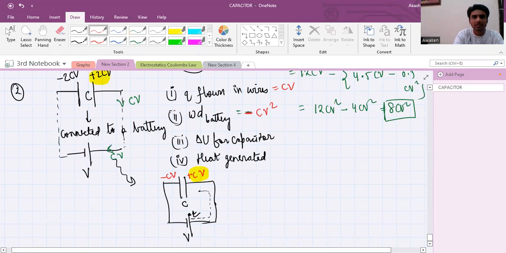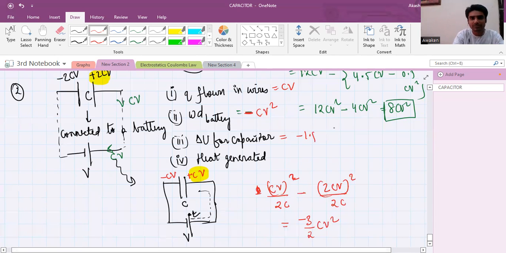Minus. And delta U for the capacitor will be, final is, certainly, you can say Q square by 2C also. So Q square by 2C final minus the initial one was Q square by 2C, so this is 1 minus 4, minus 3 by 2 C V square. So delta U for the capacitor is minus 1.5 CV square.